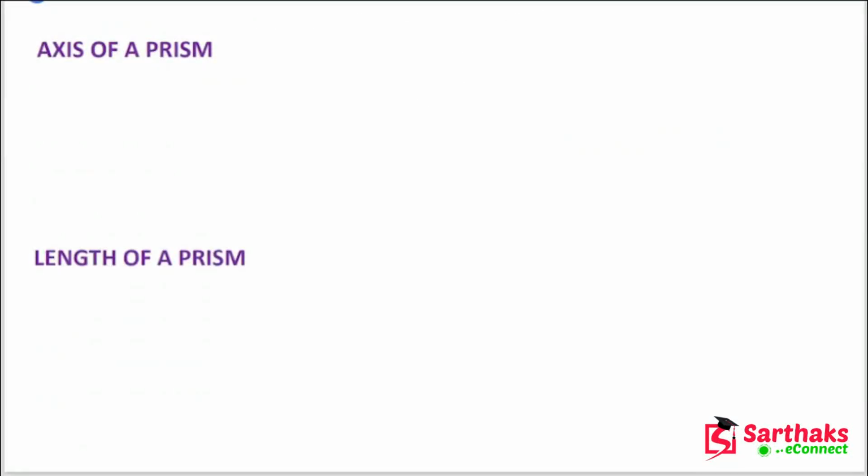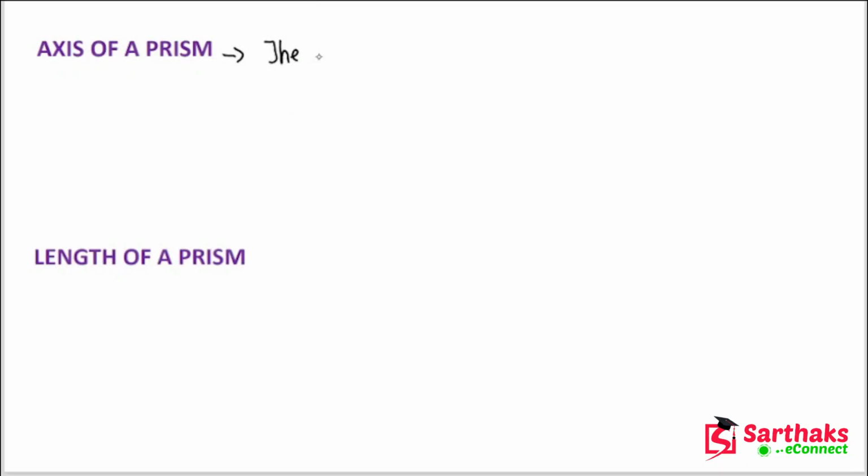Now let us talk about the axis and length of the prism, right? So what is axis and what is length? See, these are the parameters on the basis of which we judge a prism: what are the specifications, what is the axis, what is the length, what is the base, what are the edges, what kind of faces does it have. So let us define what the axis is.